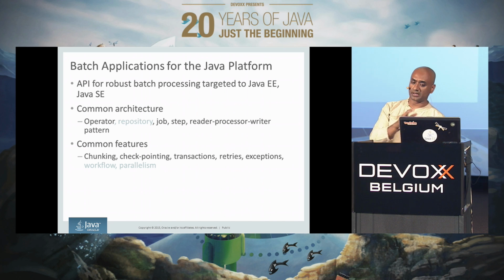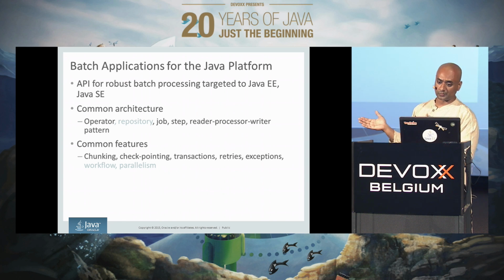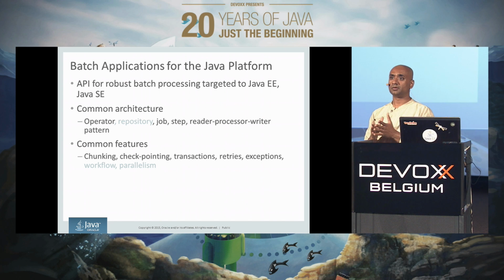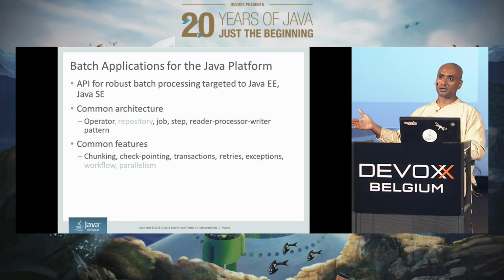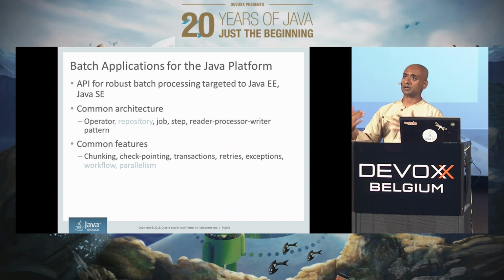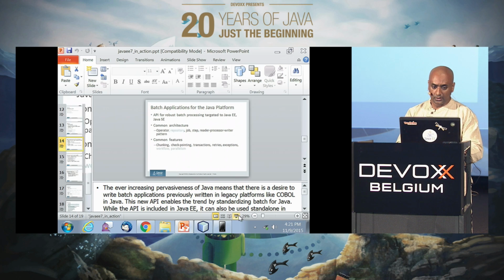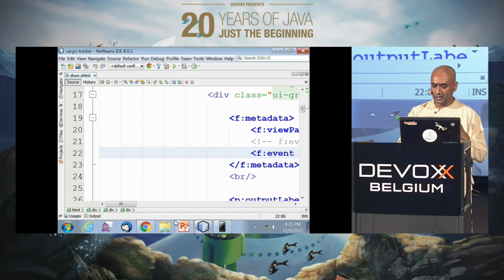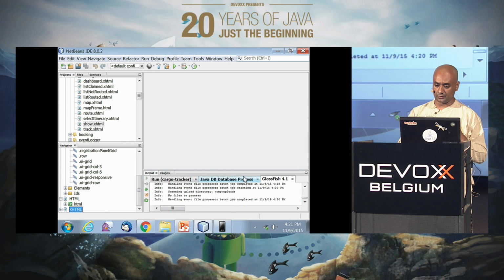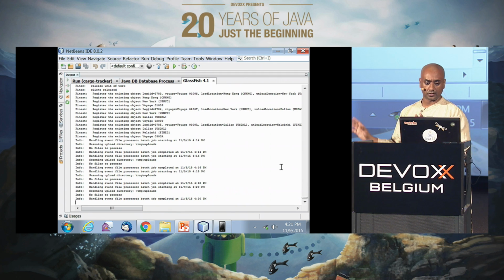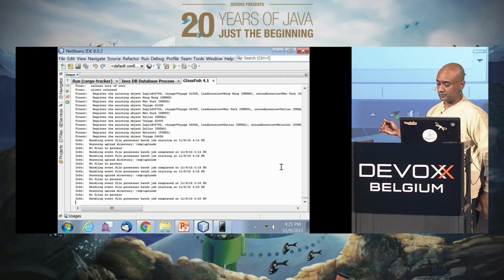There are also ways of handling transactions, retries, exceptions, and the like. There are also concepts of batch workflows, so it may not simply be a flat job. You may have an entire workflow that you trigger off. Also parallelism. All of these things are built into the batch application platform. There is actually a batch job in the application itself. I'll show you that. I won't have time to show you the code, but at least I can show you the mechanics of it.